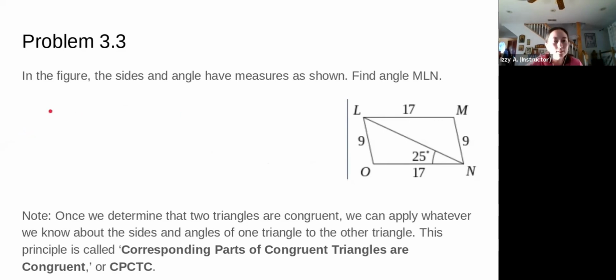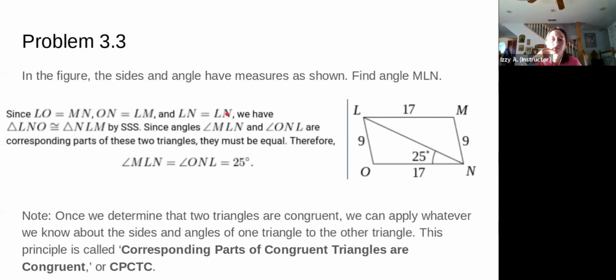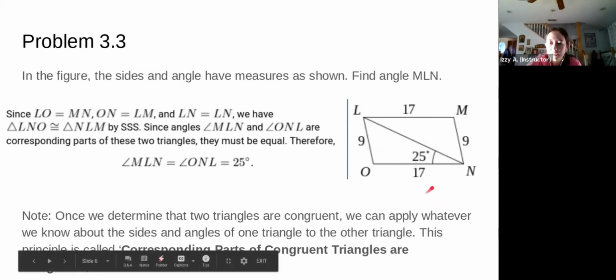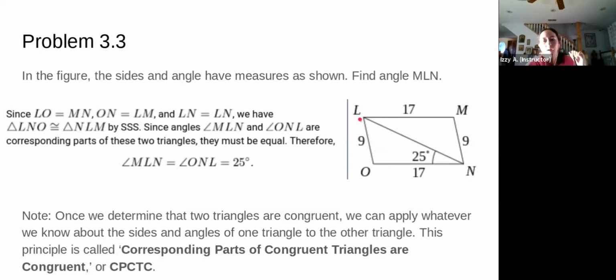Okay, so next we have problem 3.3. In the figure, the sides and angles have measures as shown, and we want to find angle LN. So I will display the words up here. If you want to read ahead, you can, but I will conceptually explain the problem so that if you don't understand it, then you will be able to. Basically, we can see that segments LO and MN are congruent, or they are equal to each other, and then sides LM and ON are also congruent, and that's because they have the same measurement.